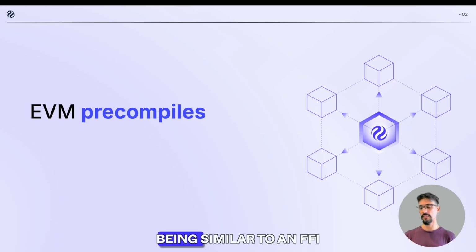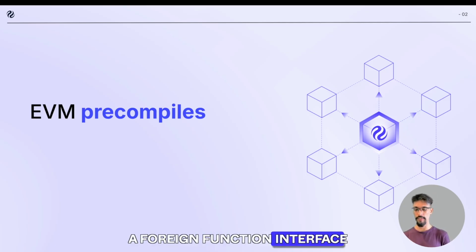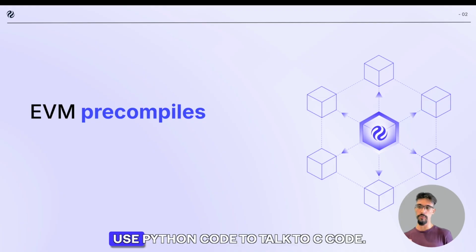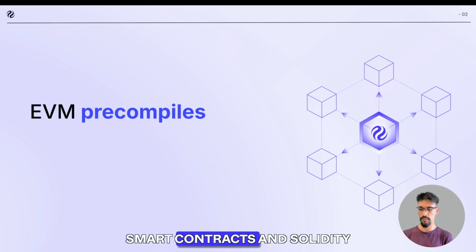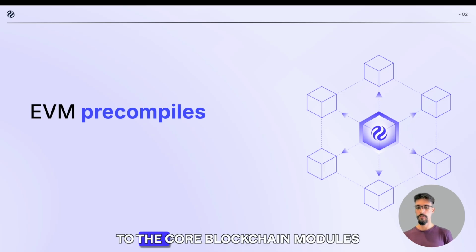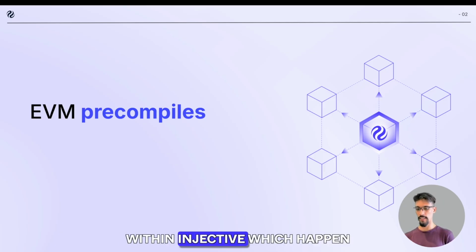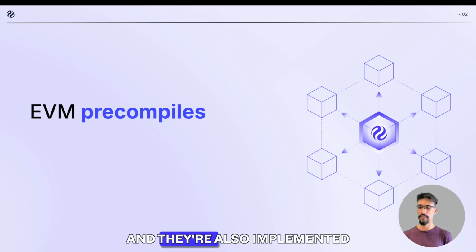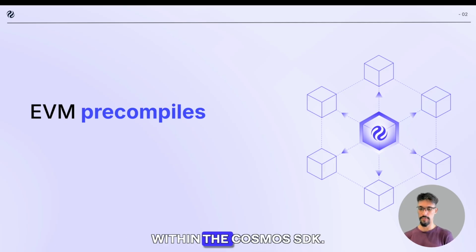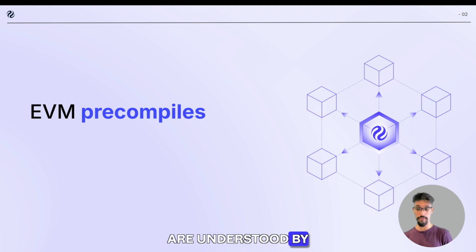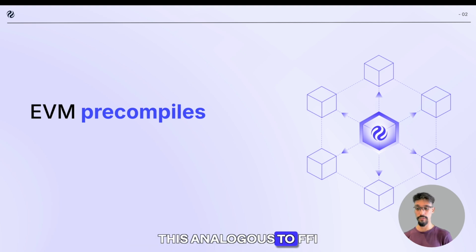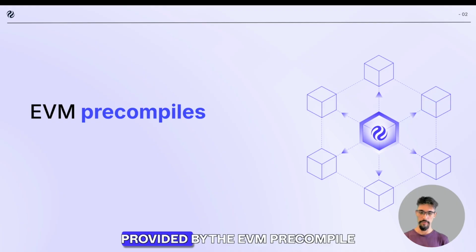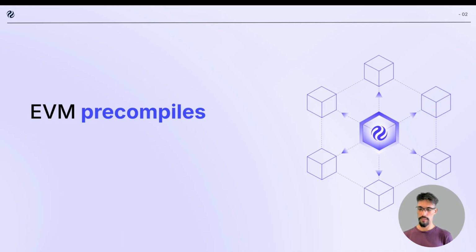So think of it as being similar to an FFI, a foreign function interface, where you can say, for example, use Python code to talk to C code. Now, this is similar to that, right? So we're using smart contracts and Solidity to speak to the core blockchain modules within Injective, which happen to be written in Go. And they're also implemented within the Cosmos SDK. Neither of those are understood by the EVM, but because of this interface, analogous to a foreign function interface provided by the EVM precompile, that communication is made possible.